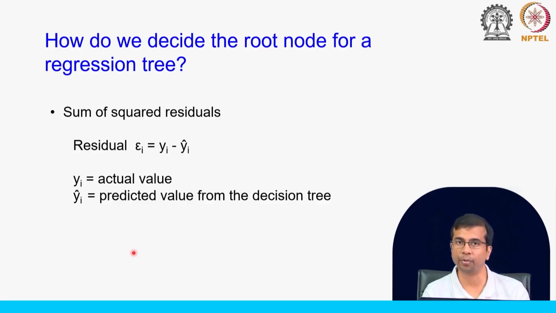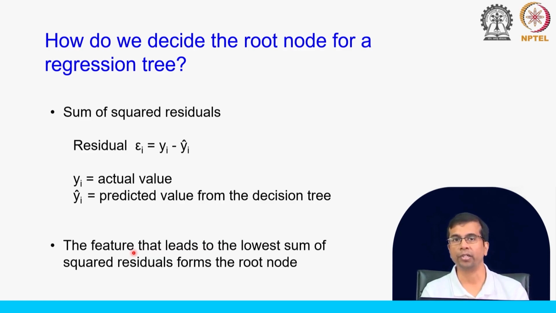We have seen this before, the residual in linear regression. The residual is defined by epsilon i equals y minus y hat. So, y is the actual value, and y hat is the predicted value, but this time from the decision tree, not from the linear regression. So, this is the residual. The feature that leads to the lowest sum of squared residuals should form the root node.